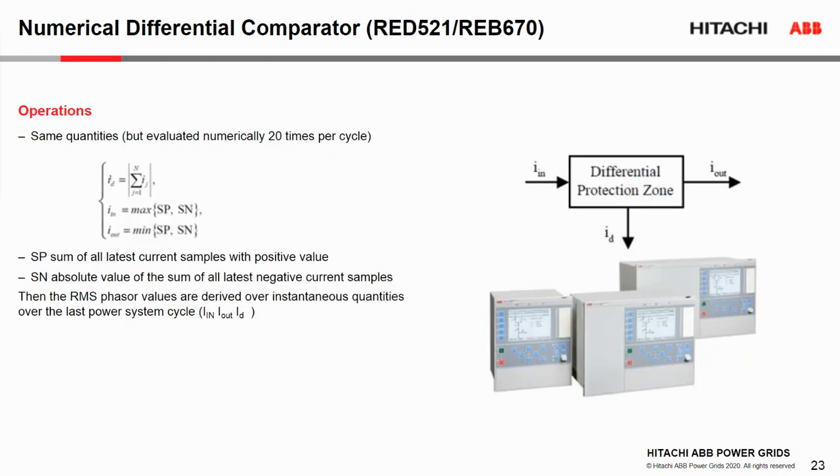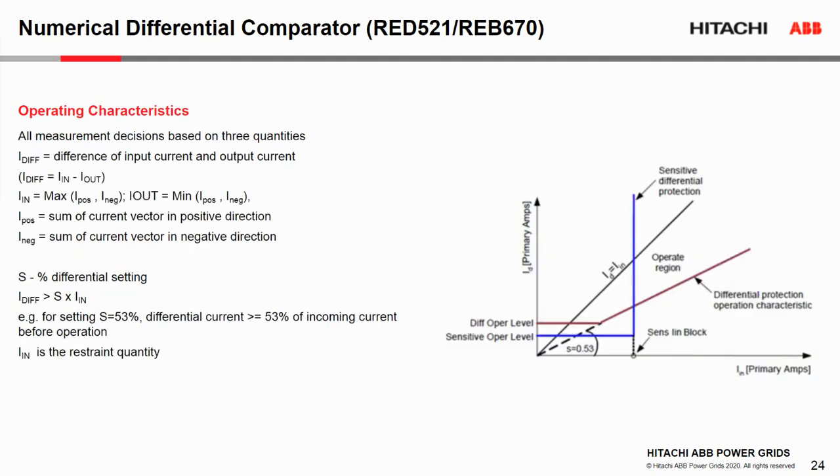We have in and out, right? First we sample, and then we extract the phasors. Again, that's based on the in, which is the sum of the positive values of all the currents, and then we subtract the sum of all out currents, and what we get is the differential current. Basically, that's the same as calculating the vectorial sum of all currents measured by the device.